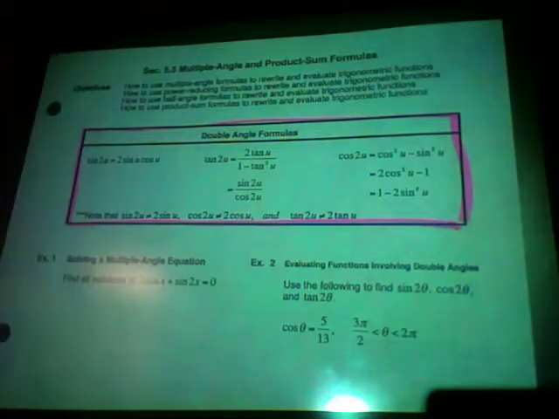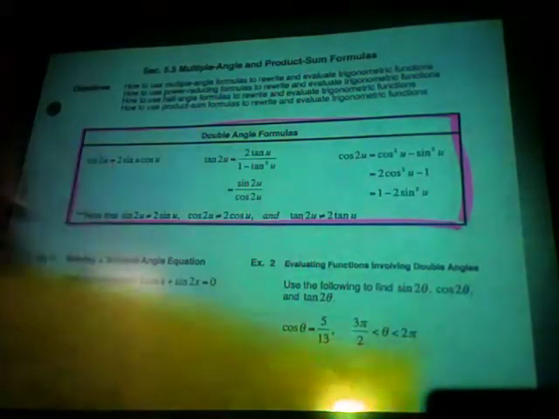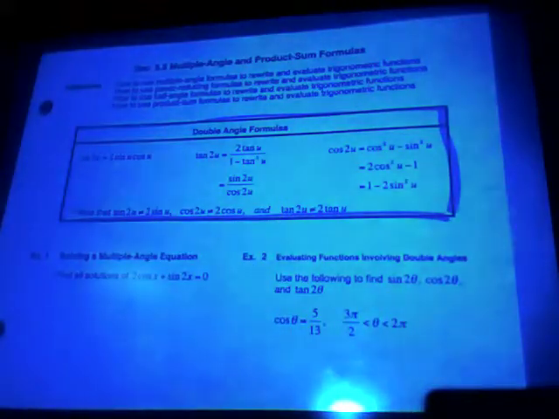Okay, here's your yellow sheet. Well, there is a back to this. Your double angles are right here. See? Double angles right there. Are we ready?